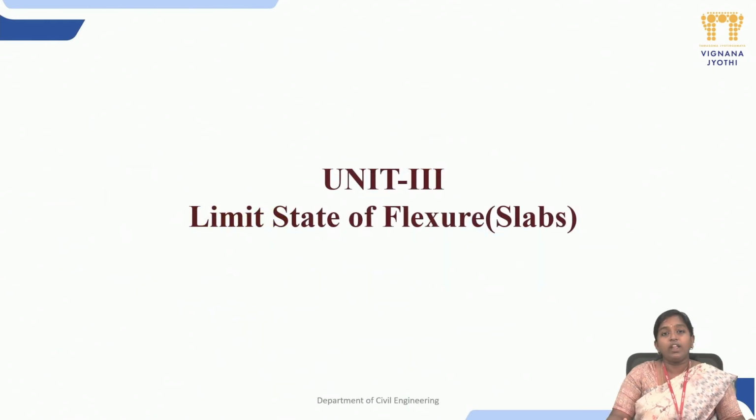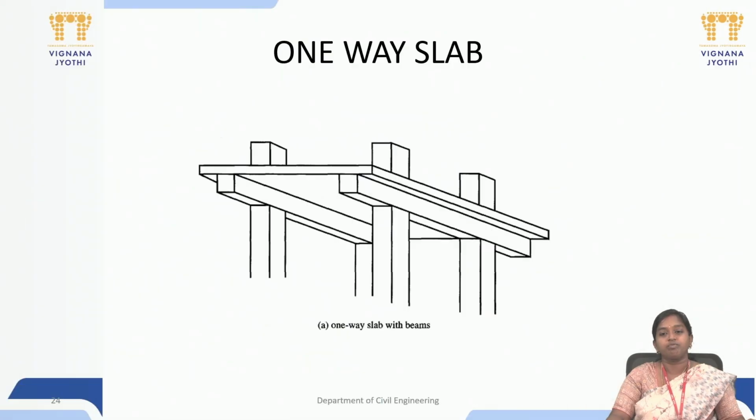And the next structural element, and the most important one, is slabs. Slabs also will be dealt with under limit state of flexure like beams. Under slabs, we have different types available, usually the one-way slab, two-way slab, and continuous slab. These slabs will depend on the longer span to shorter span ratio.